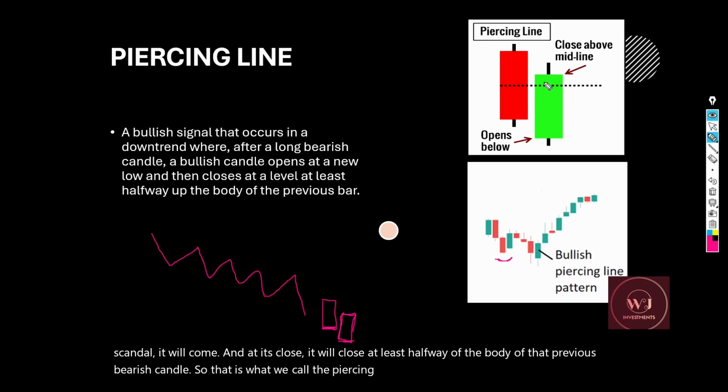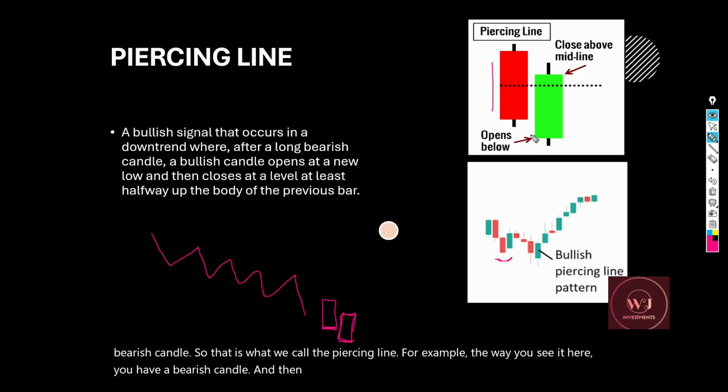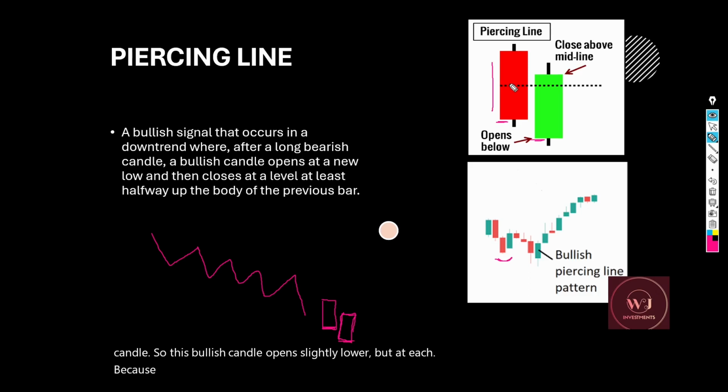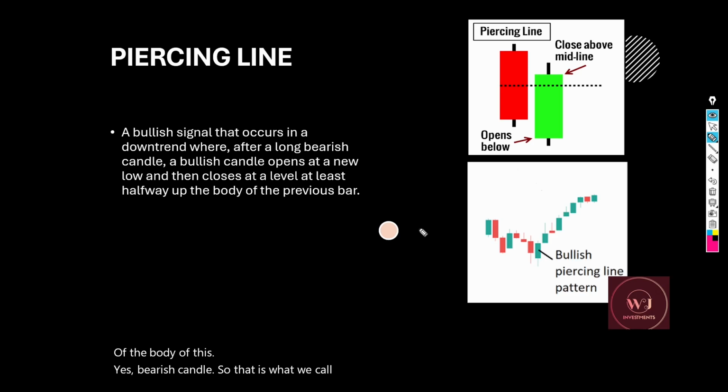For example, the way you see it here, you have a bearish candle and then a bullish candle opens below the close of this bearish candle. So this bullish candle opens slightly lower, but at its close, when it is moving upwards, it is at least halfway of the body of this previous bearish candle. So that is what we call the piercing line. Okay.